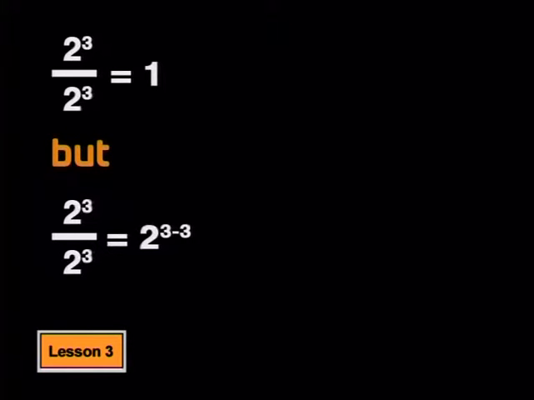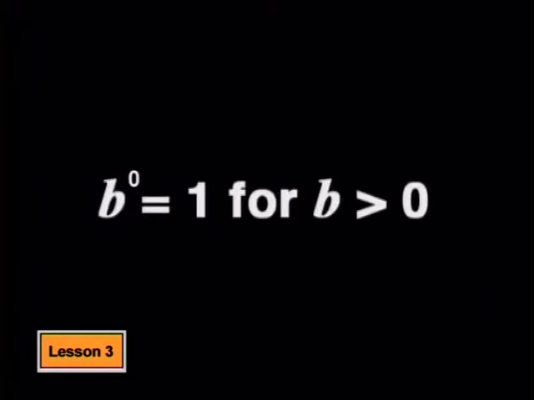What is 2 cubed divided by 2 cubed? Any number divided by itself is 1. But using the rule of exponents, when you divide two numbers with the same bases, you can subtract their powers. 3 minus 3 is 0. So we get 2 to the power of 0. That must mean that 1 equals 2 to the 0. It is useful to remember that any number to the power of 0 is 1. For our exponential functions, we don't use b values of 0 or less.